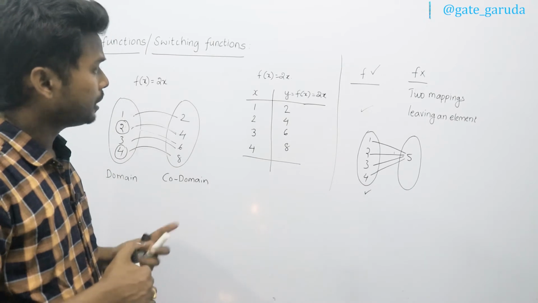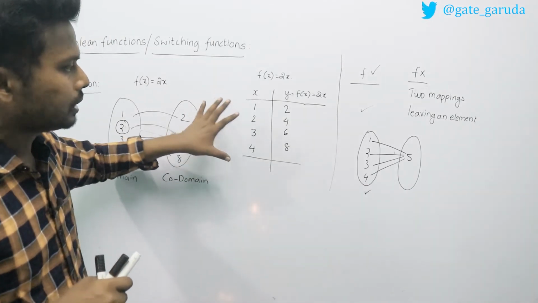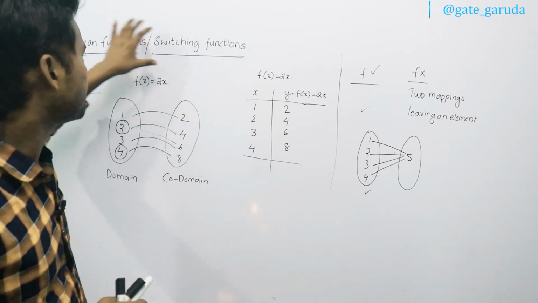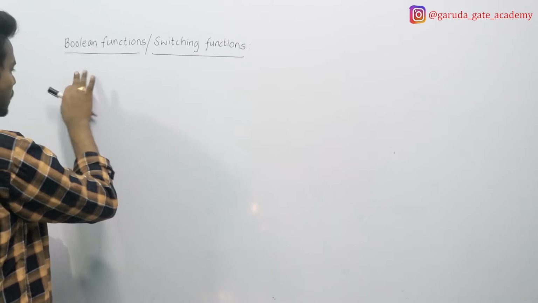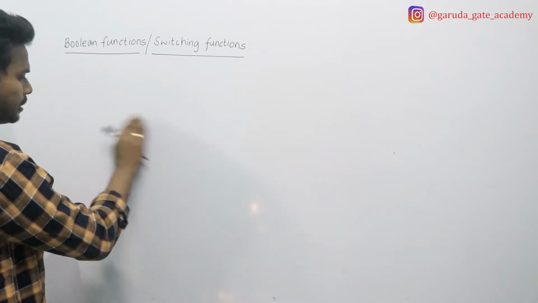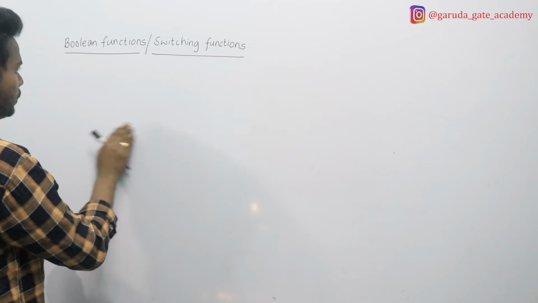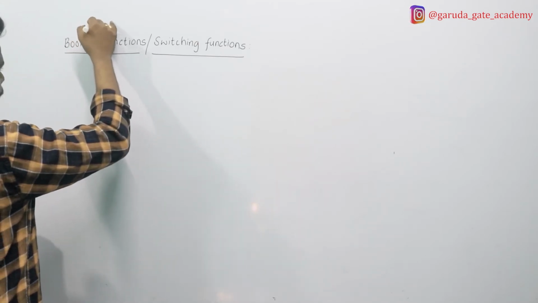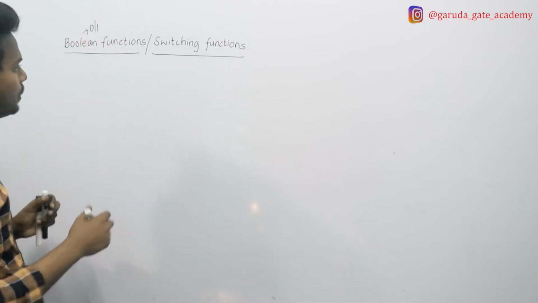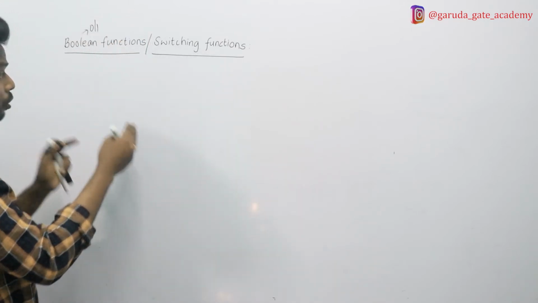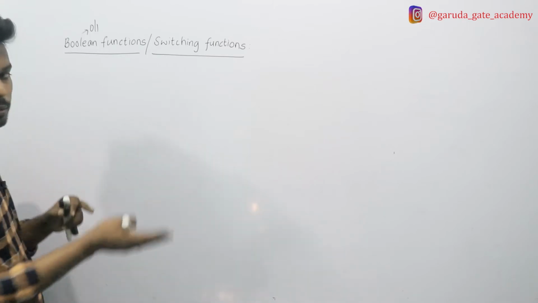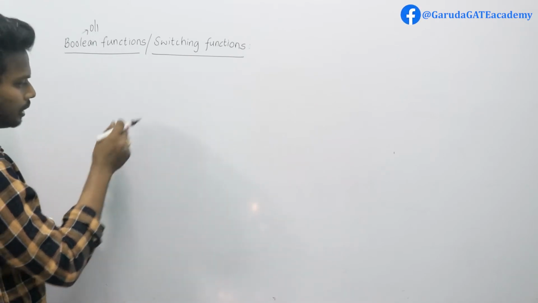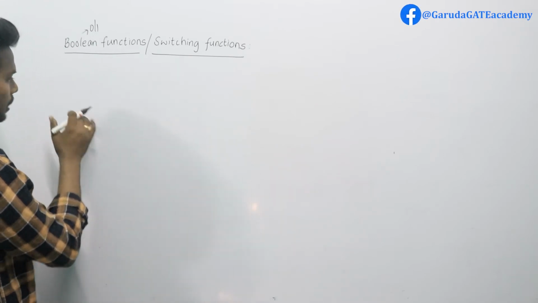The reason why I am telling you about functions is that if you understand this, then you will be able to easily understand switching functions or Boolean functions as well. So now let us apply the function concept in Boolean functions. First of all, what is a Boolean? Boolean means 0 or 1, true or false. If a function can output either 0 or 1, then that will be a Boolean function.